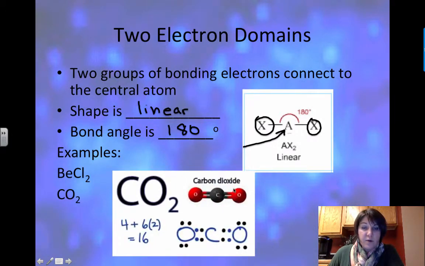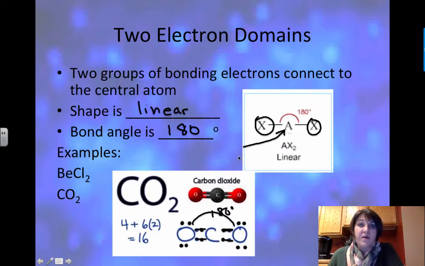So it has double bonds between the carbons and the oxygens. Here are the double bonds. And then the oxygens on either side will stay as far apart as they can, 180 degrees from one another. So that's the kind of geometry we get with two electron domains.